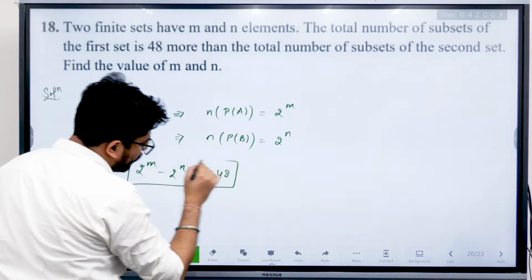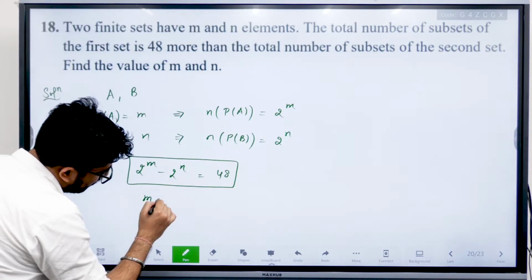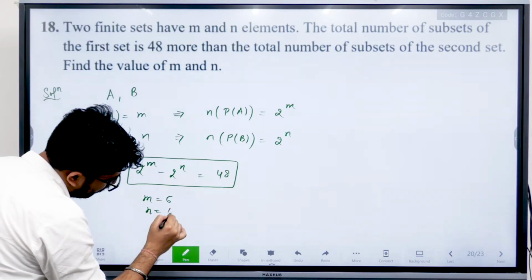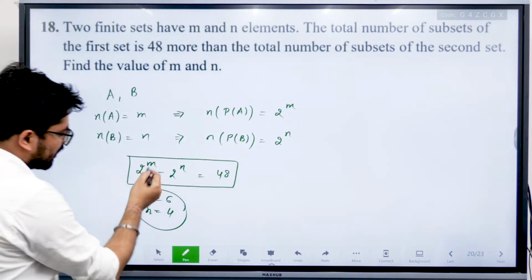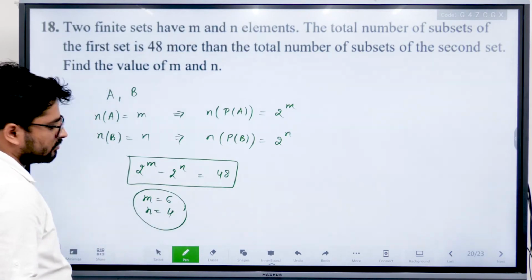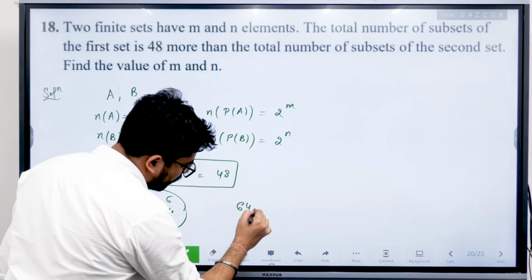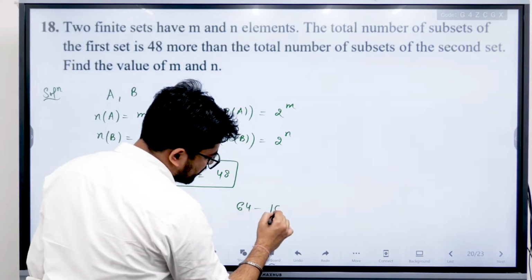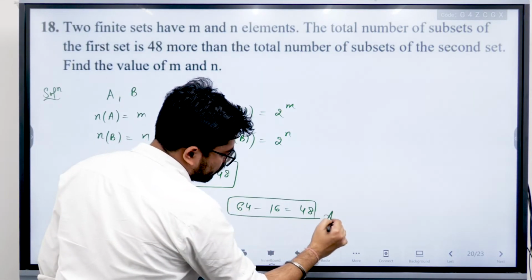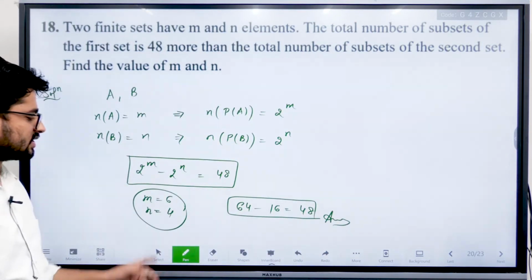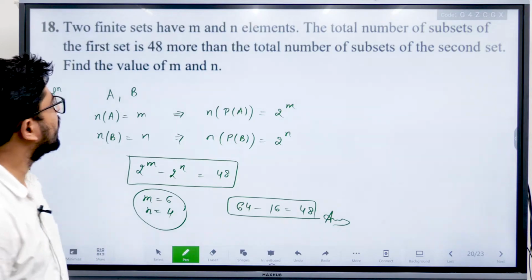So clearly, if you use your hit and trial method, you can say m is equal to 6 and n is equal to 4. Yes, that's the answer. Got it? 2 power 6 is what? 64. Minus 2 power 4 is what? 16. This is equal to 48. Okay, so that's your answer. m is equal to 6 and n is equal to 4. This is your final answer.